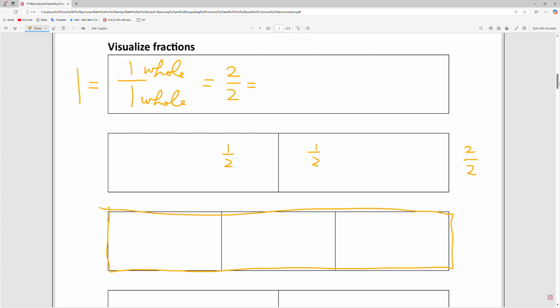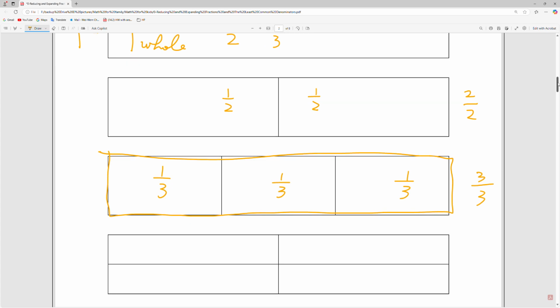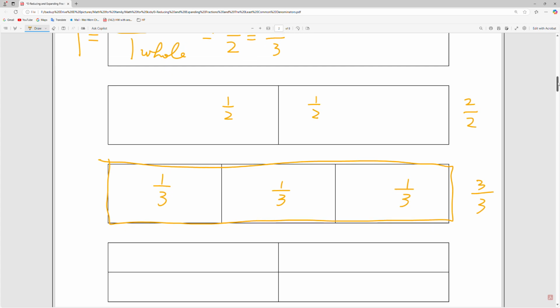You cut it into 3 pieces. 1/3 plus 1/3 plus 1/3. You have 3/3. So it's equal to 3/3. Still the whole thing. And you may keep going to the next one. That's 1/4, 1/4, 1/4, 1/4. You have 4/4. Still the whole thing is 1.